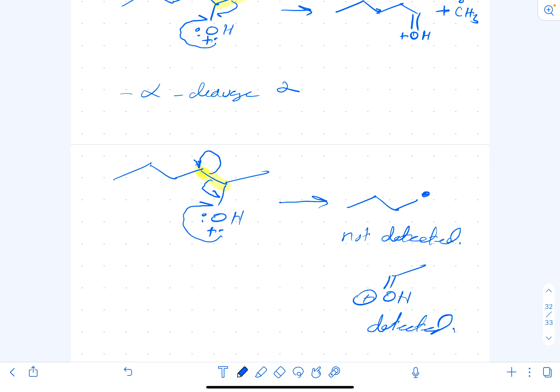Okay, so those are some of the most commonly encountered fragmentation patterns that you will see for molecules that have heteroatoms. Okay, that's all we need to know for mass spectrometry for this class.